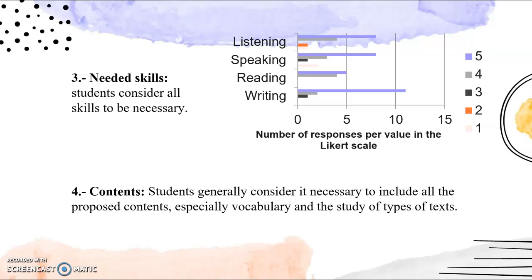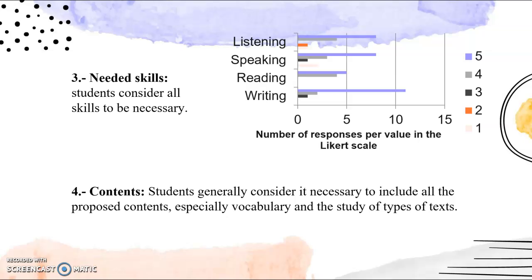About needed skills, students consider all skills to be necessary. There are some contradictions here. For example, answers show that the reading skill is the one that fewer students think is absolutely necessary to develop. Perhaps because it's the one they manage better. And also writing is the one that they need to develop the most. Also the one they answered previously, that they manage better.